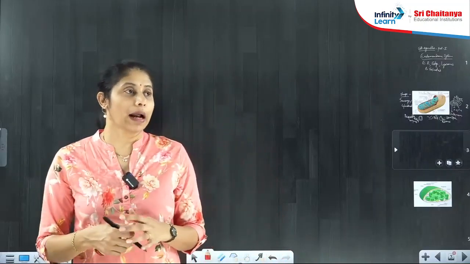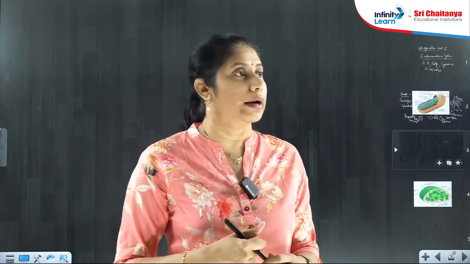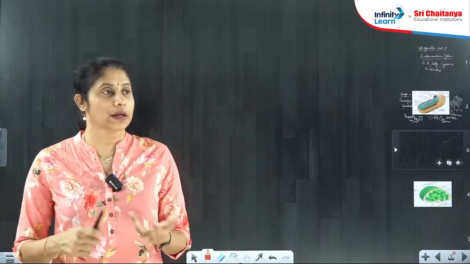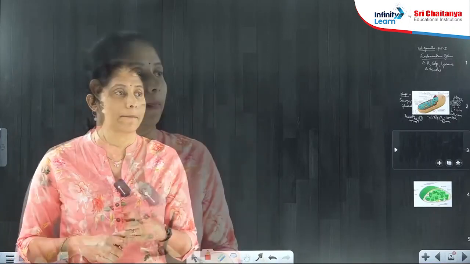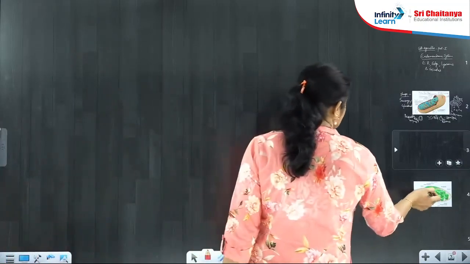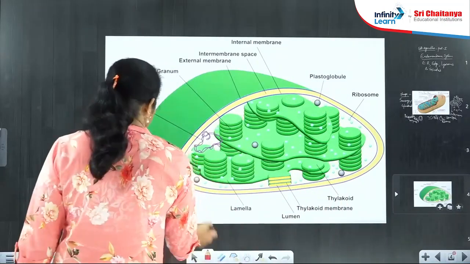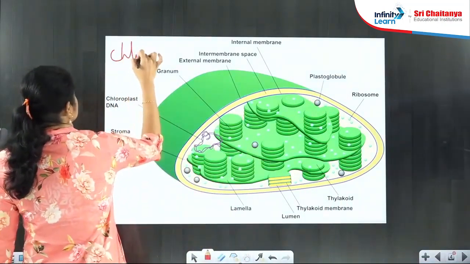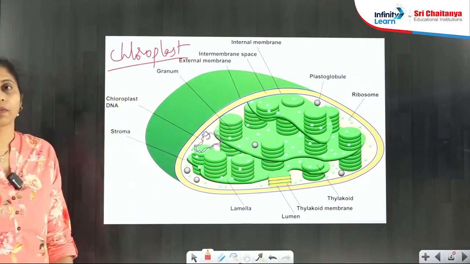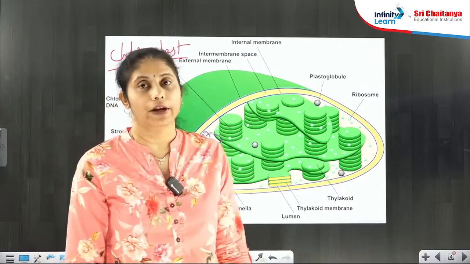What lies in the inner compartment? Matrix, very good, correct. In which area can you see the ribosomes? Matrix, intermembrane space, inner membrane, outer membrane. Matrix, correct. So let me proceed to the next cell organelle, that is chloroplast.